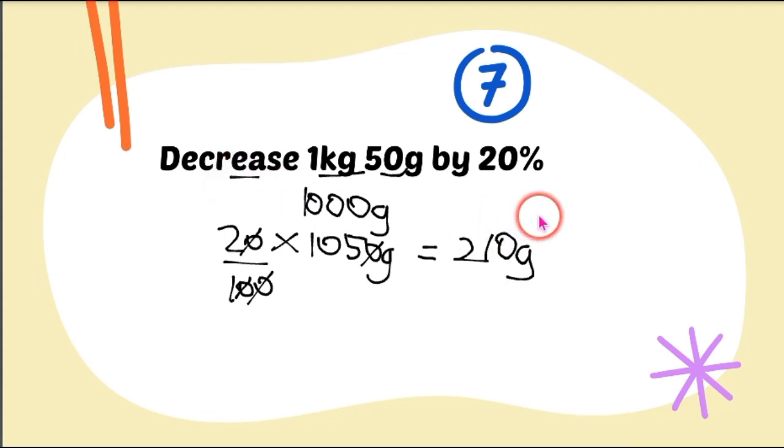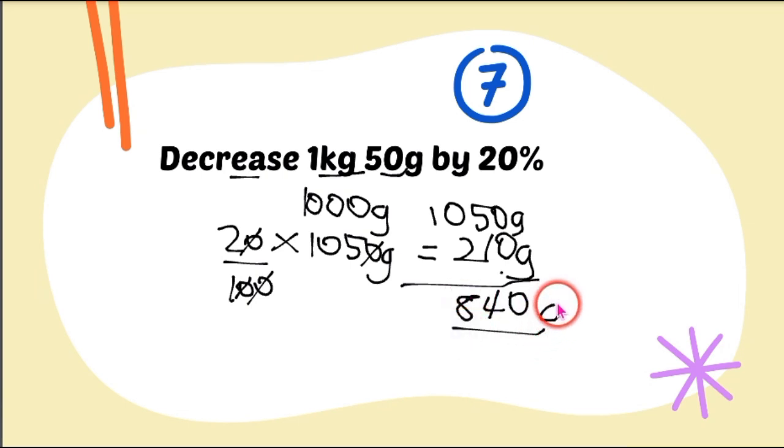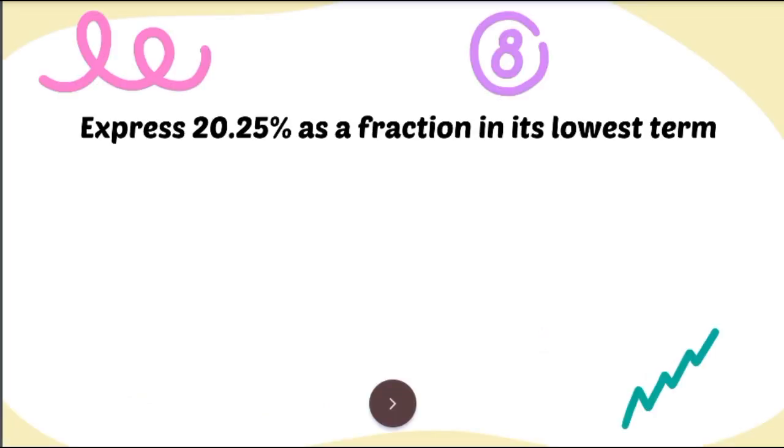So what you will do in this case is take this away from this 1 kilogram 50 grams, which is 1050 grams. So you take it away from it, decrease it. Taking this away will give me 0 here, a 4 here, and 10 minus 2 is 8. So our final answer after decreasing is 840 grams.